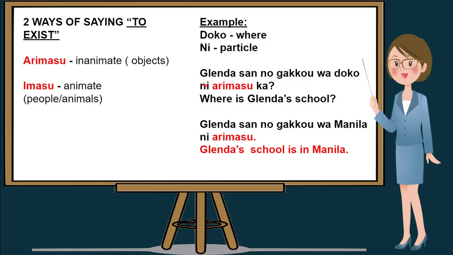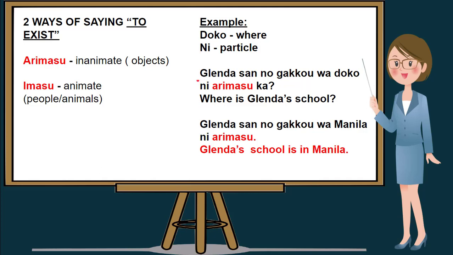Let's try to answer this statement in Nihongo. And we'll still be using arimas. Glenda-san no gakko wa Manila ni arimasu. Meaning, Glenda-san no gakko means Glenda's school. Manila ni means in Manila, so Glenda-san no gakko wa Manila ni arimasu means Glenda's school is in Manila.